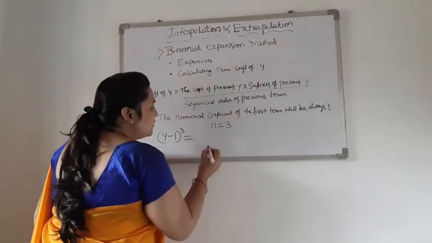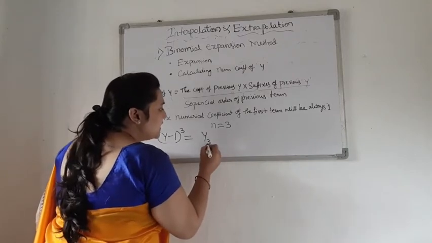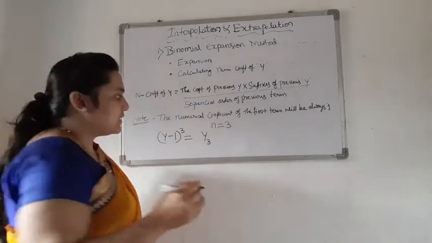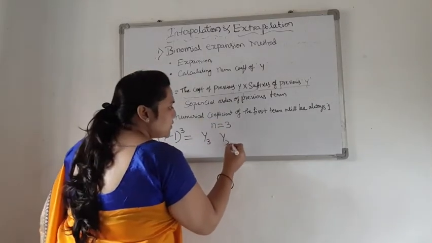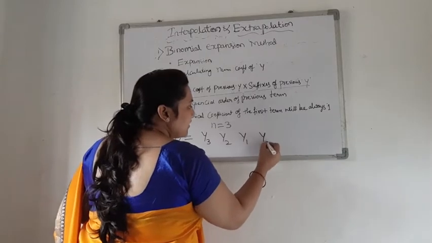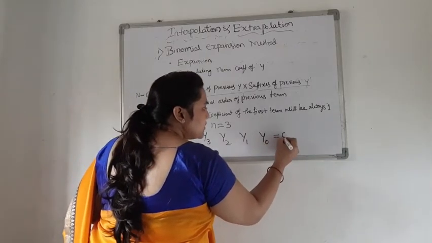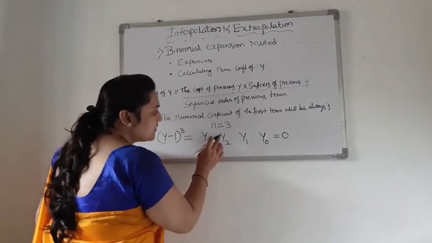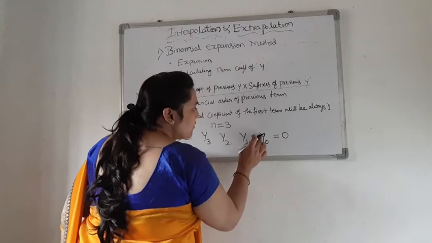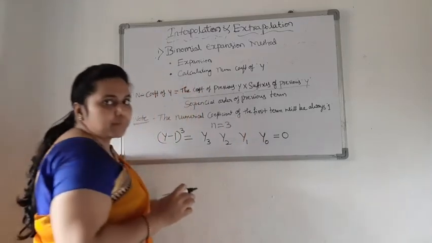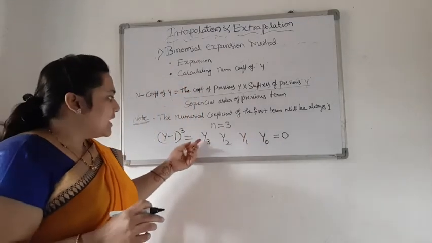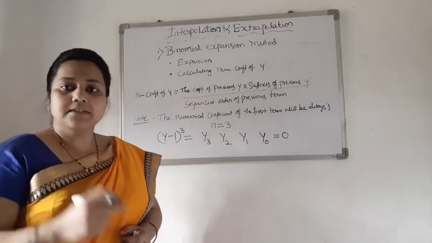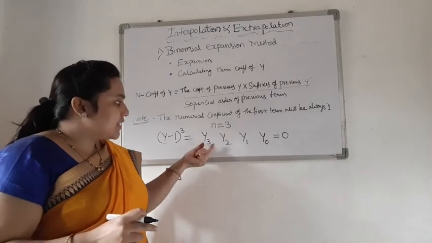First y suffix 3, and the next suffix is decreased by 1. y3, y2, y1, y0 equal to 0. We are expanding, beginning with y suffix 3, y suffix 2, y suffix 1, y suffix 0. Up to 0 we have to consider. Next, we have to assign signs, plus and minus. Alternate signs we have to assign here.